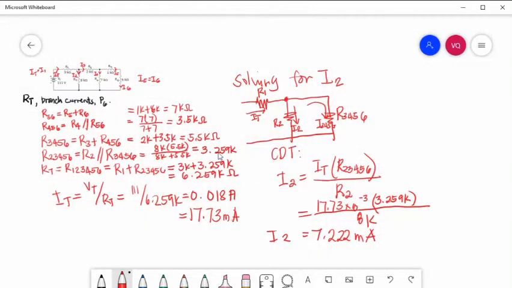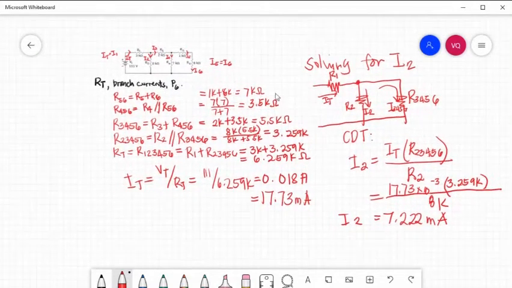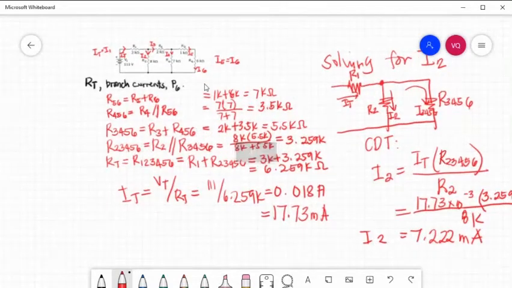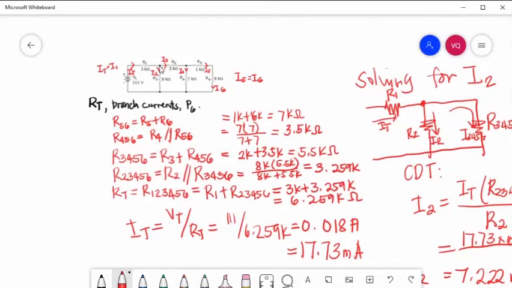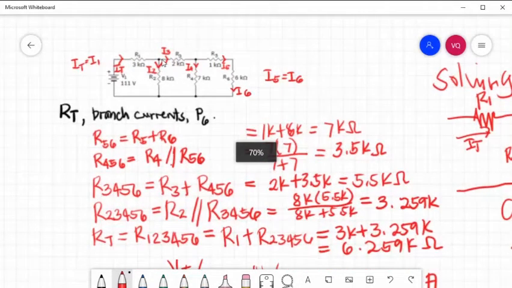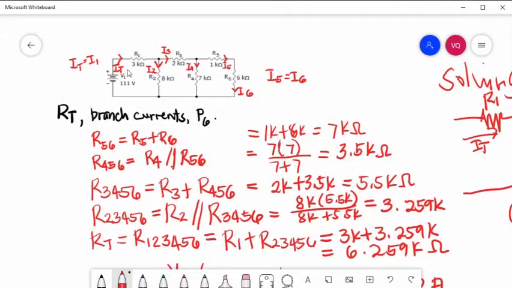So, paano natin isosolve si I3? Balik tayo sa circuit. So, this is our node. Okay, nasolve na natin yung IT and I2. So, using KCL, Kirchhoff's current law, we can solve your I3. Okay, at this node, let's say this is node 1, and this is node 2.